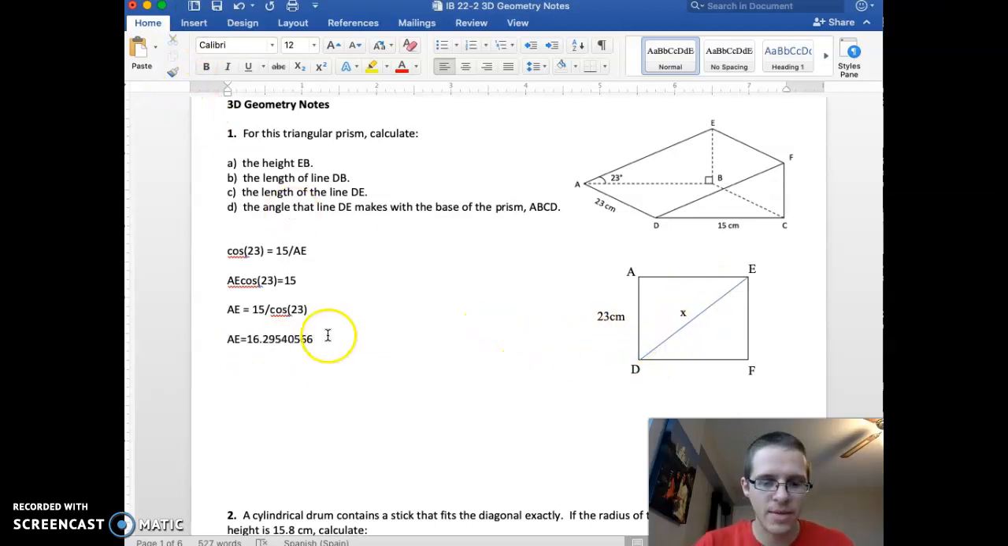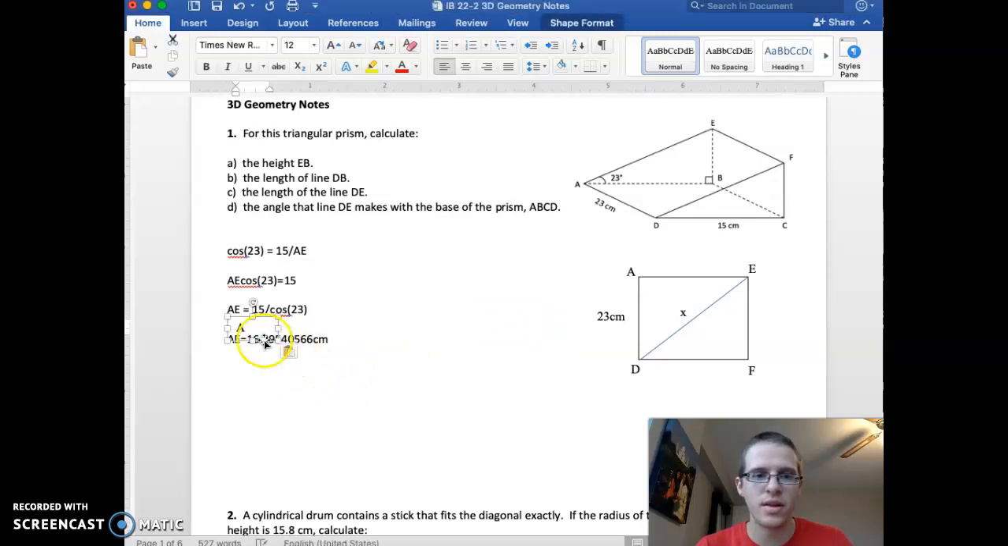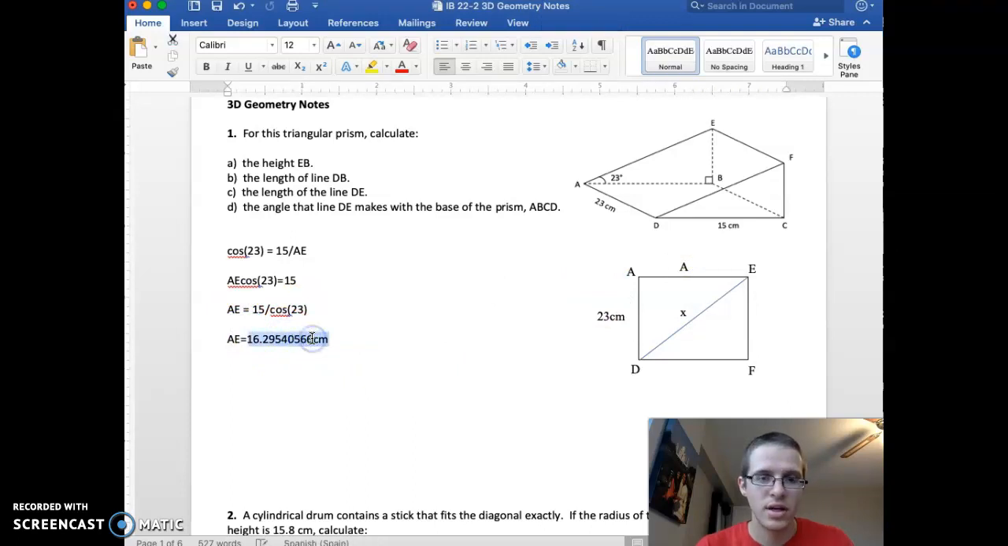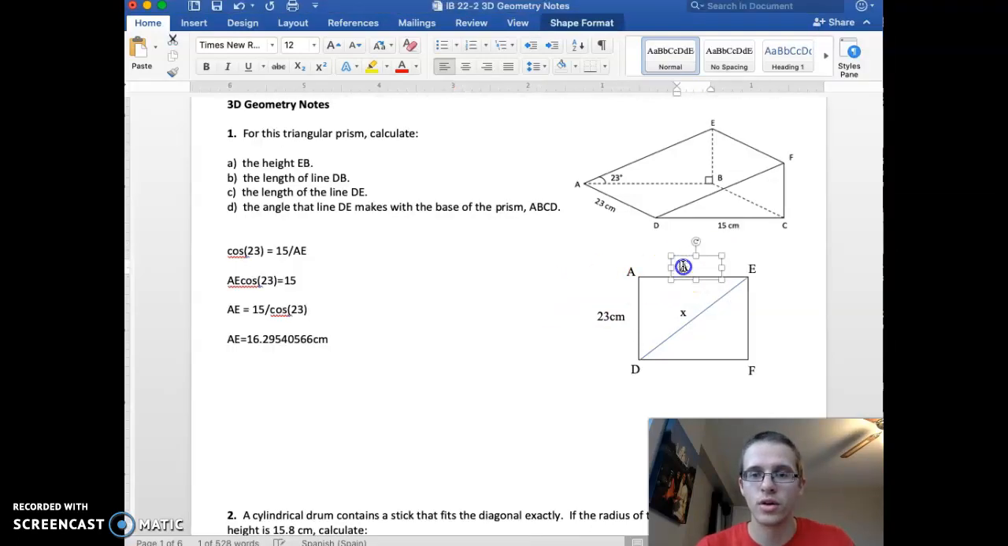I got my answer 16.29540566. There is definitely a reason that I did not round that answer. This is not my final answer. It is just part of my work. So I'm not going to round an answer until it's my final answer. And I'm going to go ahead and label this side AE that we just solved for.